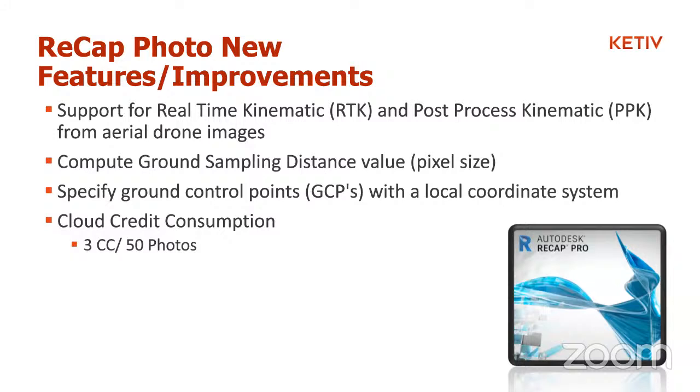Previously, a certain range of photos would cost a fixed number of cloud credits. For example, it used to be 100 to 300 photos would be 12 cloud credits, I believe. Now it's on a per photo basis. So every 50 photos is 3 cloud credits.